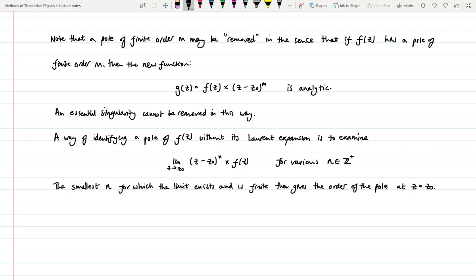The last point I'm going to make in this discussion about poles is how to look at the behavior of singularities at the point infinity.